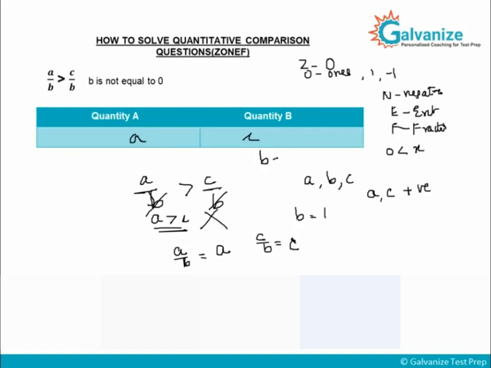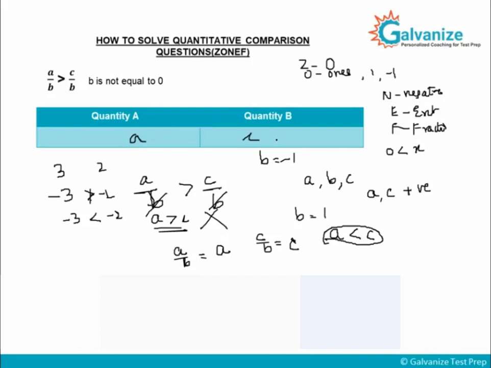But what if B is equal to -1? Assume that A and C are still positive. Let me take values like, for example, B is -1. Suppose I take the values as 3 and 2, right? Suppose B is -1. Then you know that -3 is not greater than -2, right? -3 is actually less than -2. So in that case, A will be less than C. Only if A is less than C and B is equal to -1, you will have A by B greater than C by B. So for negative numbers, it does not hold good.